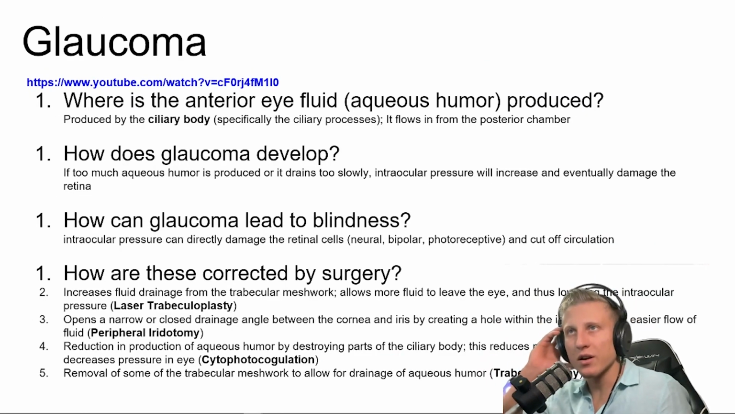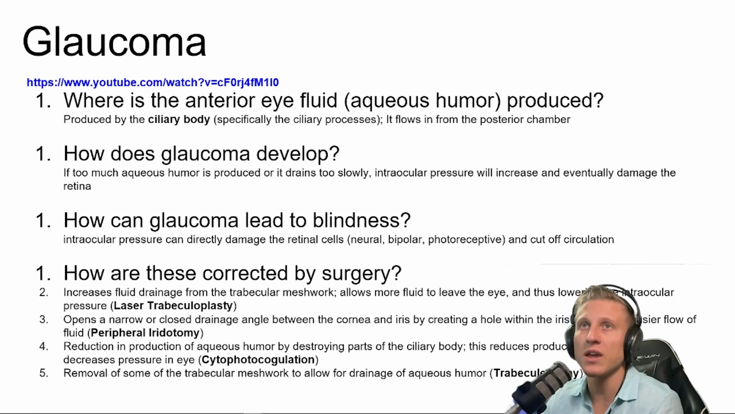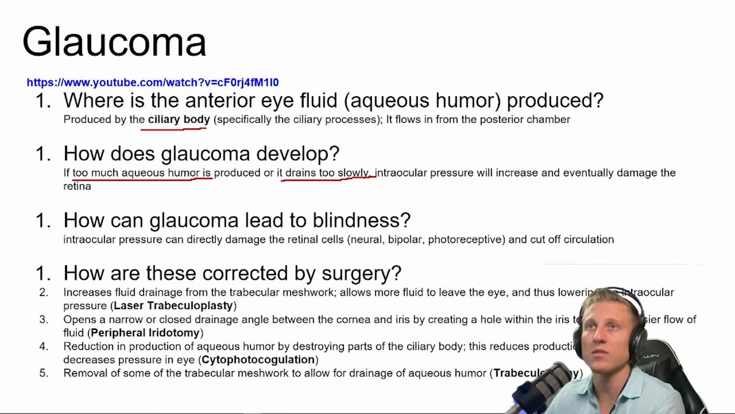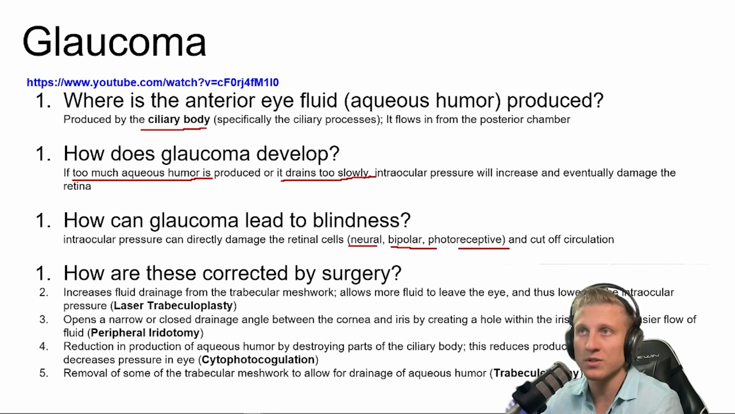Glaucoma is when there is excess pressure within the eye, most commonly caused by excess production of aqueous humor. Okay, so two things are happening here. The ciliary bodies produce the aqueous humor. If we have too much aqueous humor being produced, we will have problems of too much pressure. Or if we're just not getting rid of it fast enough, if we're not draining it out, then eventually we'll have too much within the eye itself. This will then cause pressure to build up, which can damage the very sensitive retinal cells, the neurobipolar and photoreceptive cells, and it can cut off circulation in the choroid layer behind that, infarcting the tissue, causing it to die of lack of oxygen and nutrients.